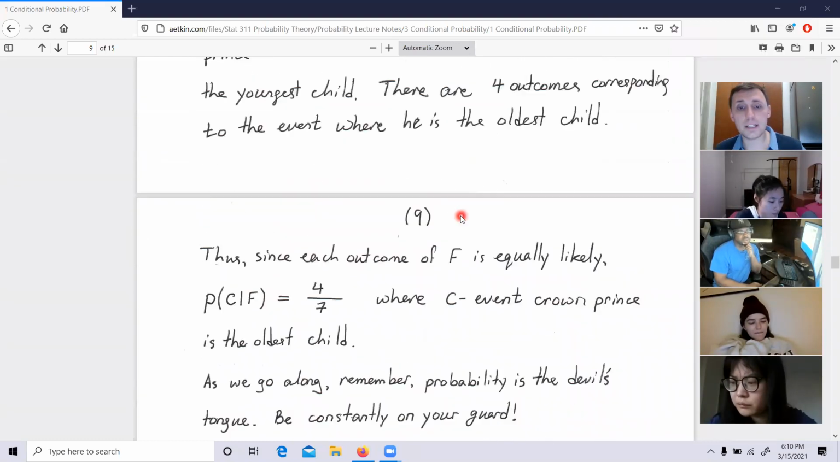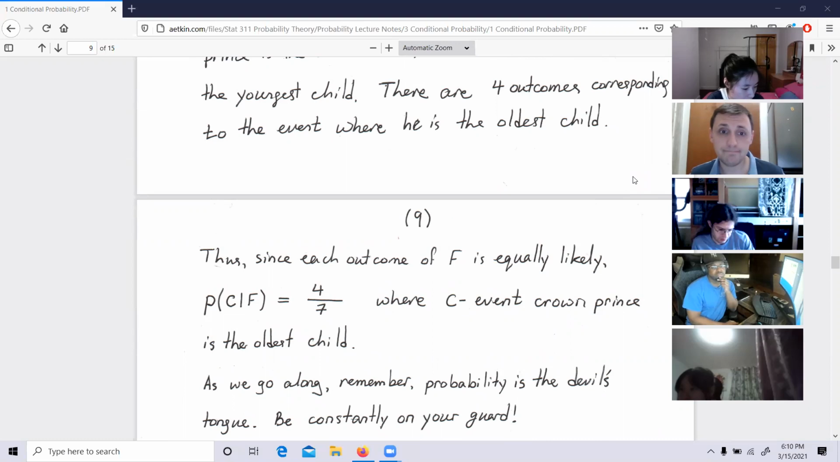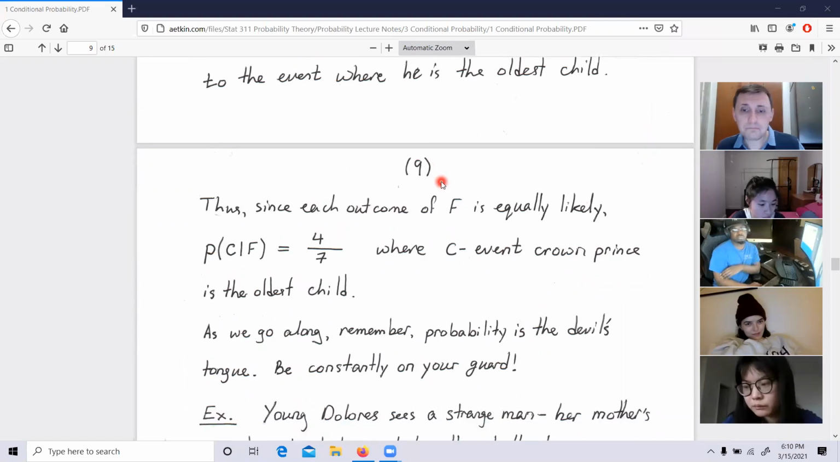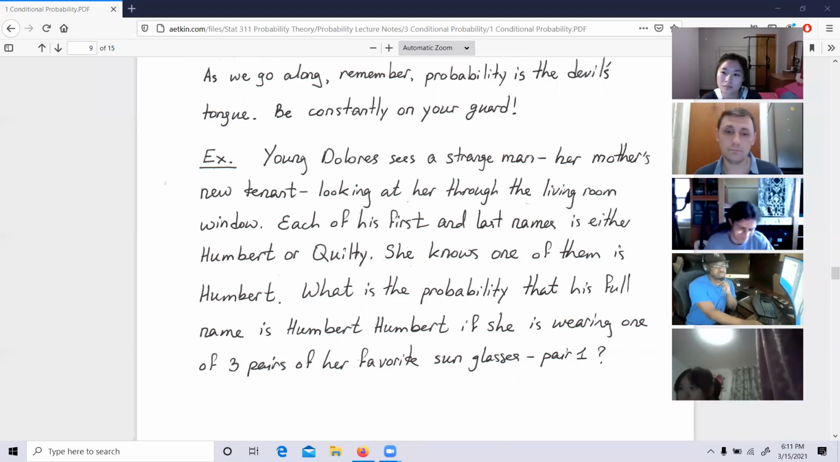All right. Let's try a somewhat more extreme example. Or maybe less extreme example, okay? So, young Dolores sees a strange man, her mother's new tenant, looking at her through the living room window. Each of his first and last names is either Humbert or Quilty. She knows one of them is Humbert. What is the probability that his full name is Humbert Humbert if she is wearing one of 3 pairs of her favorite sunglasses, pair numbered 1?